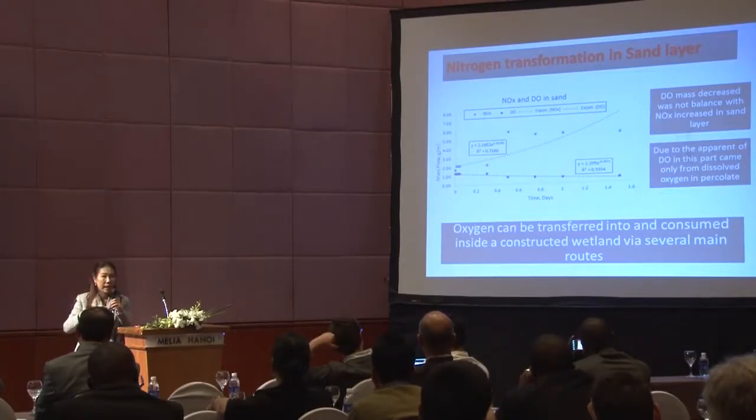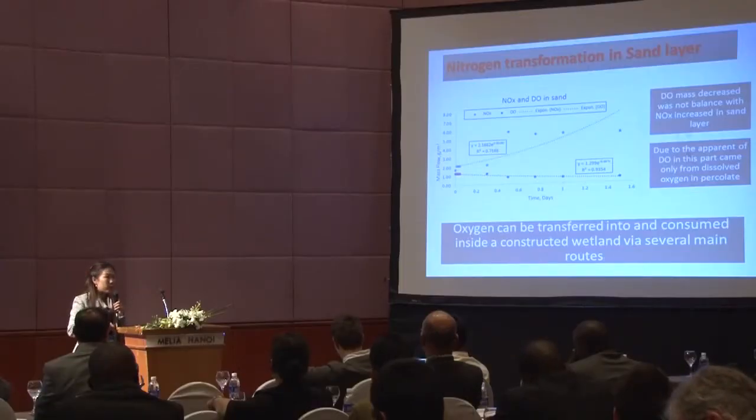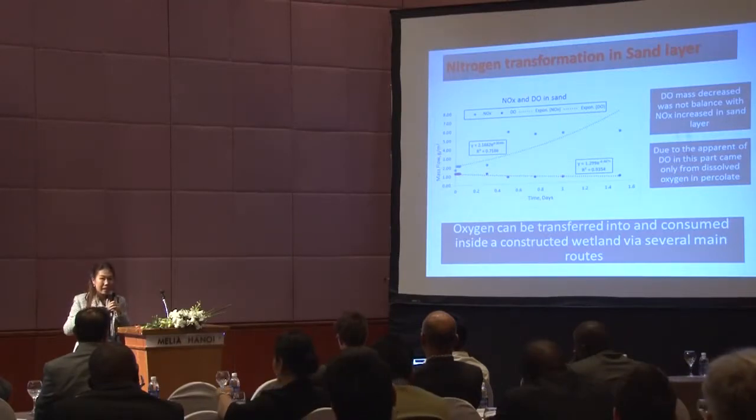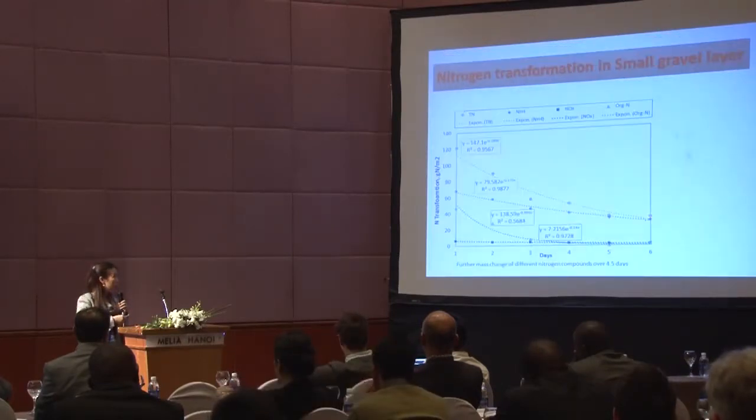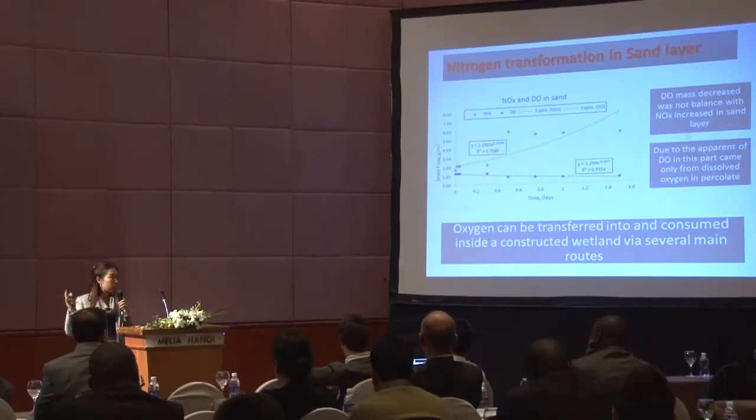If we compare the occurrence of nitrite and nitrate in the sand layer with the DO concentration, we found that it is still not quite balanced. From my hypothesis at the first time, I thought that if we know the DO concentration, then it may balance with the occurrence of nitrite and nitrate in the system. But after we measured, we found that the nitrite and nitrate occurring in the system is still about 2 to 3 times higher than what the measured oxygen can account for.